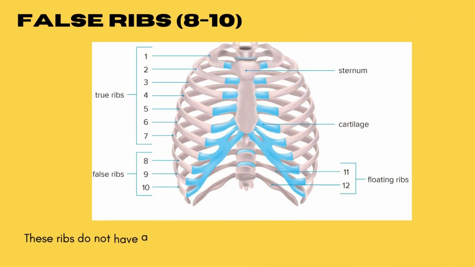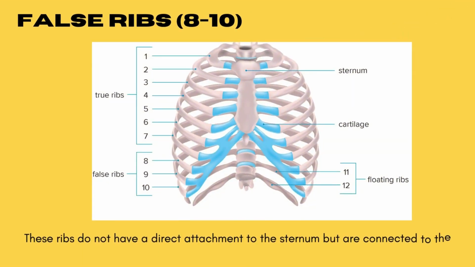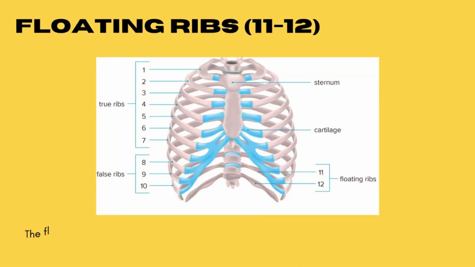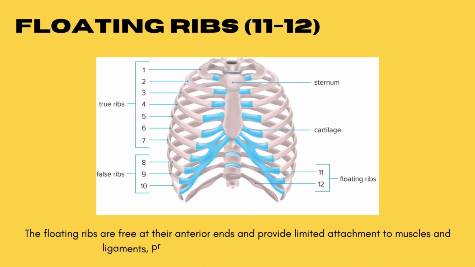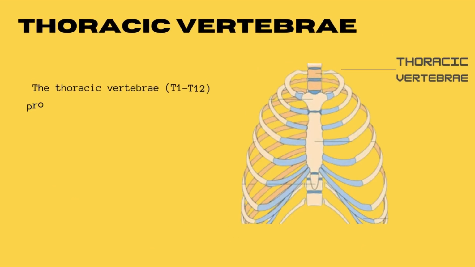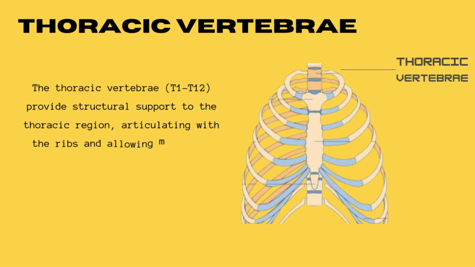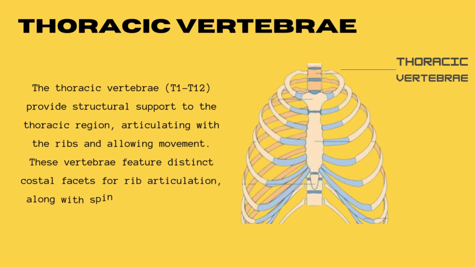False ribs, 8th to 10th ribs. These ribs do not have a direct attachment to the sternum, but are connected to the cartilage of the rib just above them. Floating ribs, 11th and 12th. The floating ribs are free at their anterior ends and provide limited attachment to muscles and ligaments, primarily for muscular attachment and protection. Thoracic vertebrae. The thoracic vertebrae, T1 to T12, provide structural support to the thoracic region, articulating with the ribs and allowing movement. These vertebrae feature distinct costal facets for rib articulation, along with spinous and transverse processes for muscle attachment.